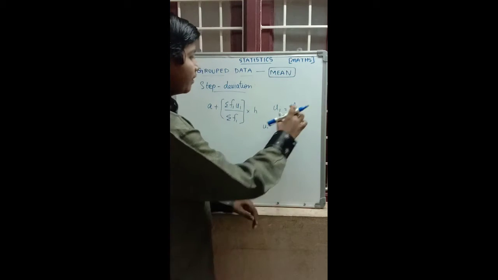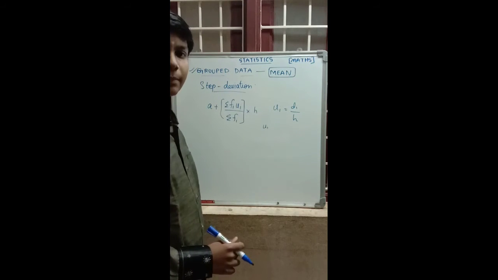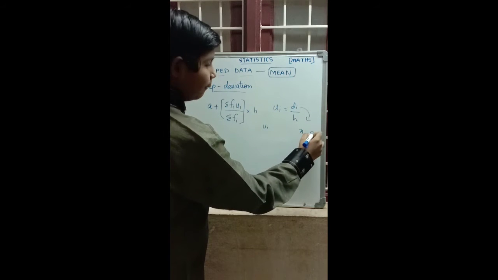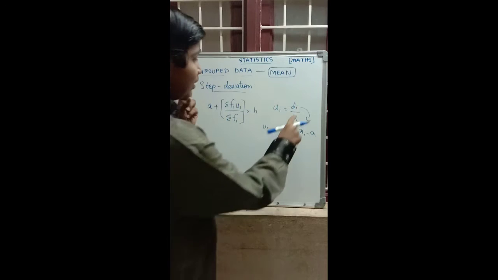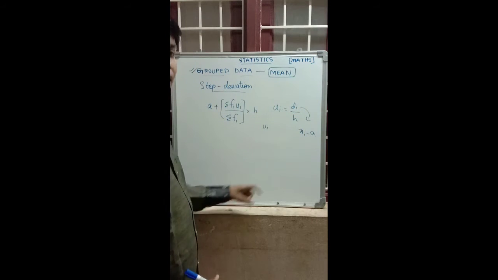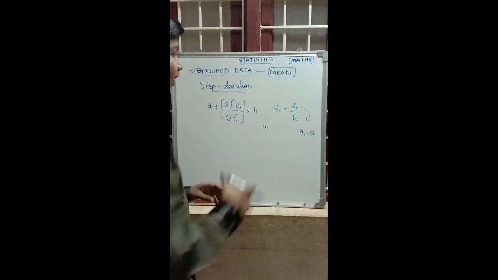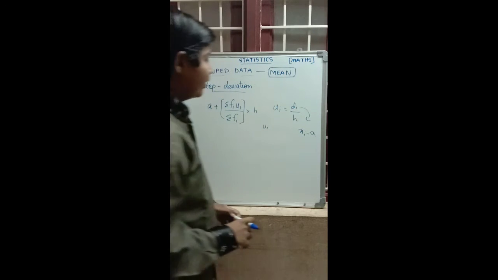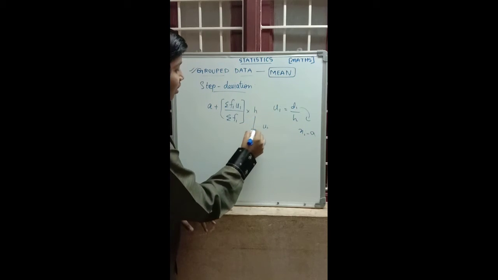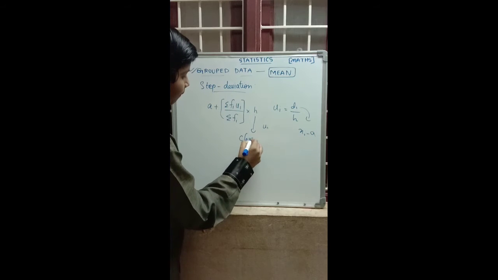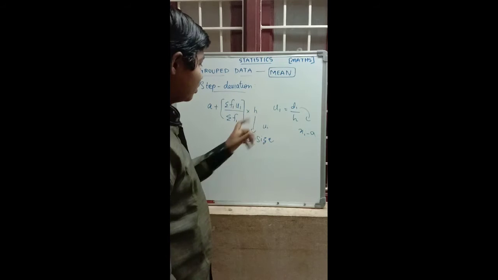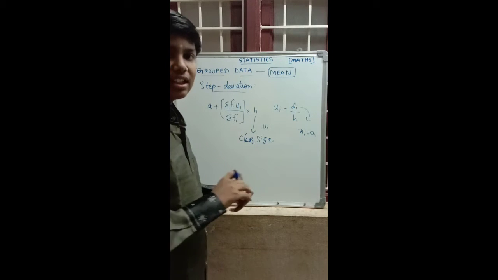This di term comes from the assumed mean method, where di is xi minus a. In the step deviation method, ui is equal to di by h. H is the class size. We will discuss in the example what h is.